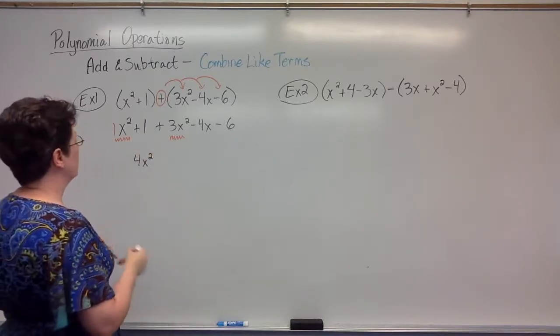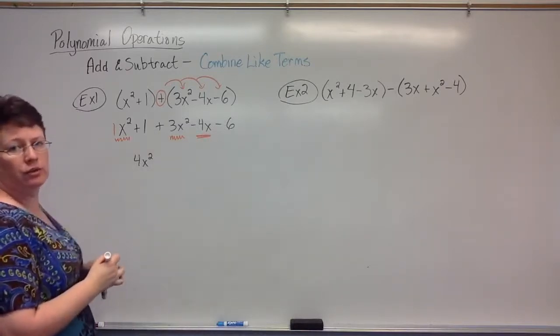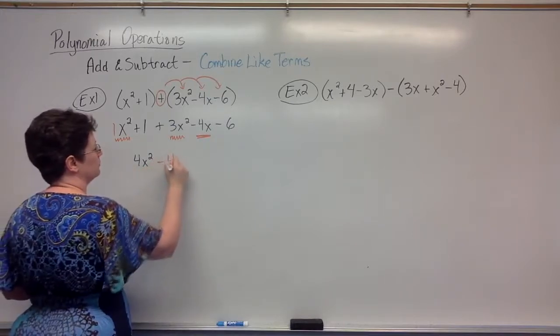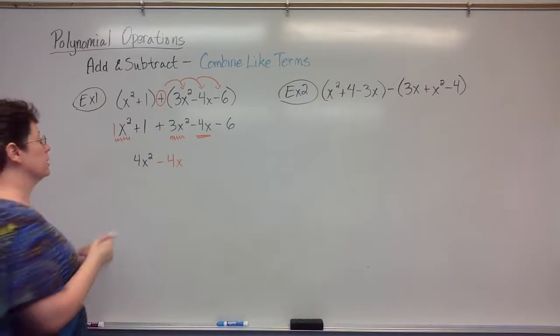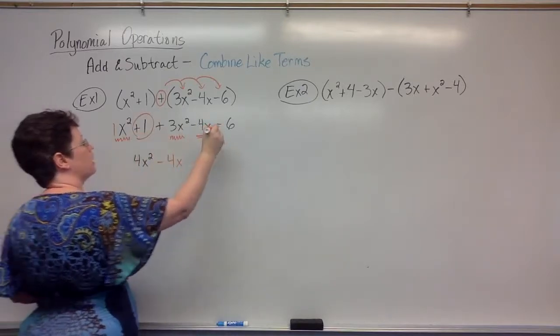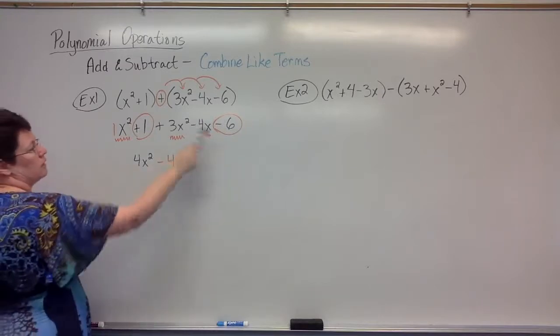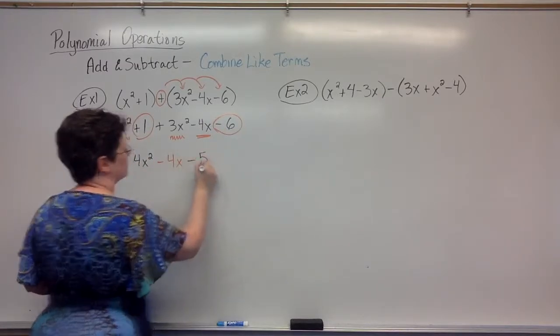That's cool. All right. Now I see an x. Do I have an x anywhere else? No. So we're just going to drop the x down. All right? Now my constants. Well, I've only got 2 of those, right? Positive 1, negative 6. So negative 6 plus 1 is negative 5.